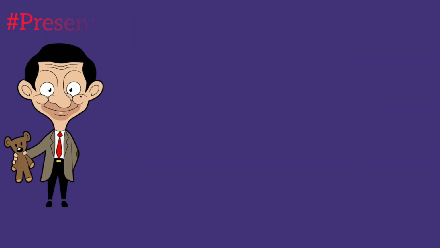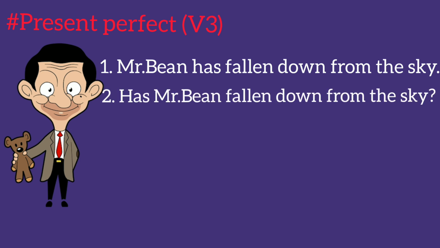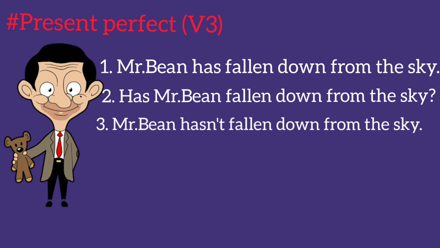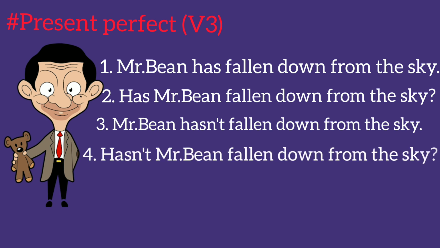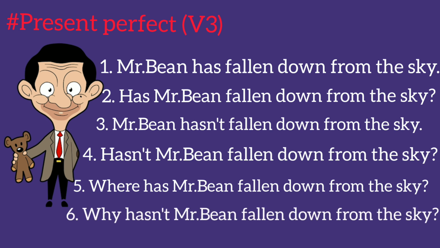Then comes present perfect tense. Mr. Bean has fallen down from the sky. Has Mr. Bean fallen down from the sky? Mr. Bean has not fallen down from the sky. Hasn't Mr. Bean fallen down from the sky? Where has Mr. Bean fallen down from the sky? Why hasn't Mr. Bean fallen down from the sky?